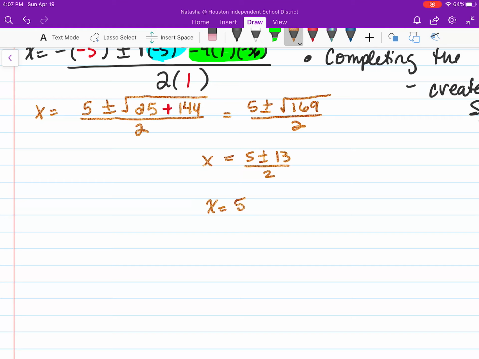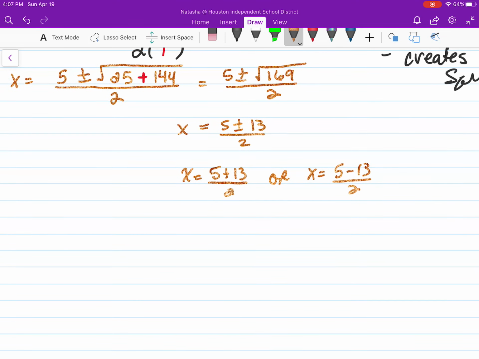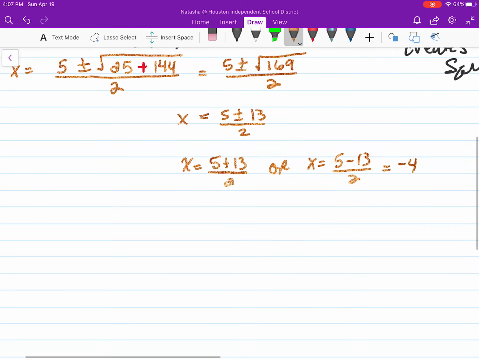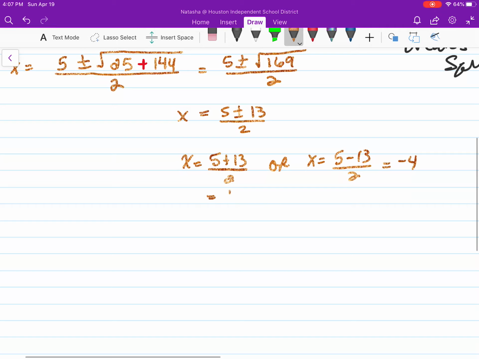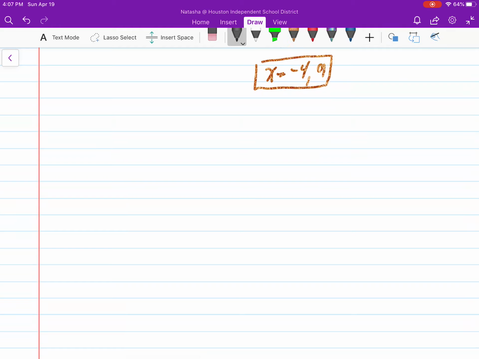Now, keep in mind, when I get to this point where x is equal to 5 plus or minus 13 divided by 2, I'm not done here. I have to simplify it all the way. This is saying x is equal to 5 plus 13 all over 2, or x is equal to 5 minus 13 over 2. Okay? 5 minus 13 over 2 is going to give me negative 4. 5 plus 13 over 2 is going to give me positive 9. So x is equal to negative 4, 9.